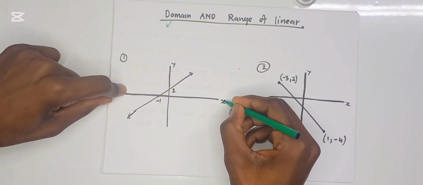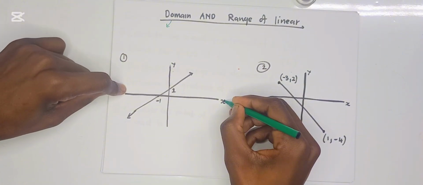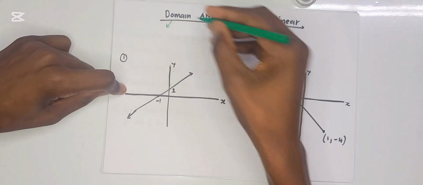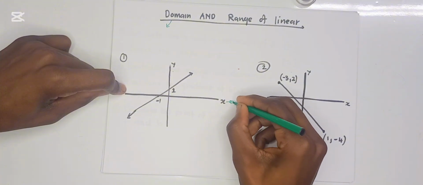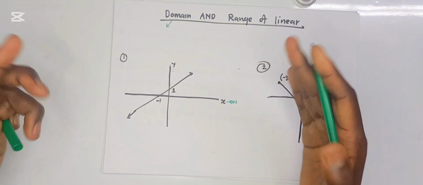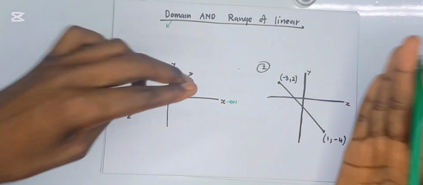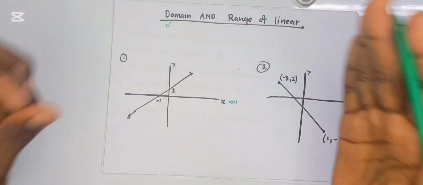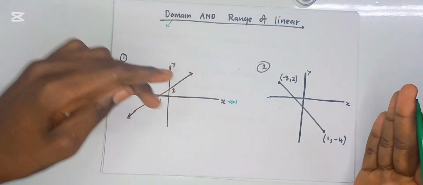So that's why I say the domain is the availability of the graph, the existence of the graph on the x-axis. When we talk about the domain, we talk about the x-axis. We check where it exists on the x-axis. We check where it is available on the x-axis.